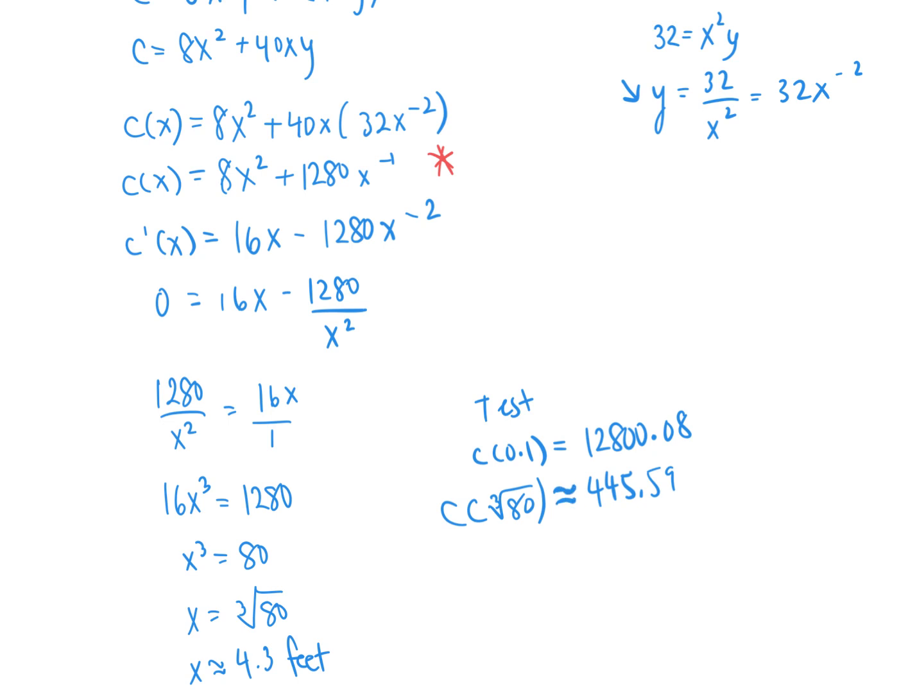445.59 approximately. And I'm also going to test a large number just to make sure that after that critical point, the function doesn't keep going down. And when I plug in 1,000, I do get a very large number. So over 8 million. So definitely here's our winner for our minimum cost.